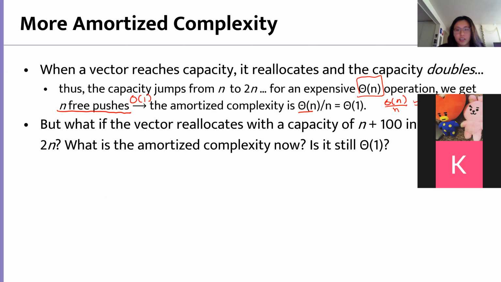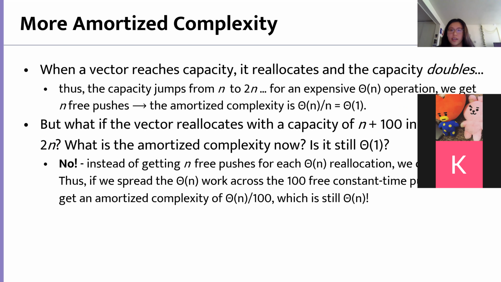What if the vector only reallocated with a capacity of n plus 100 instead of doubling? If you think about this, the reallocation process will still be O of n, since you still have to copy all those elements over, but the number of free pushes you get is no longer n, it is actually 100. And if you think about this, this is still O of n.